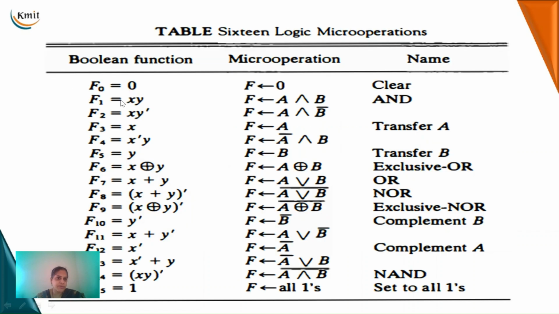Let's see the next one, F2. It is X and Y complement, which means that A and B complement. So first we are going to perform Y complement and then perform an AND operation with the value of X.